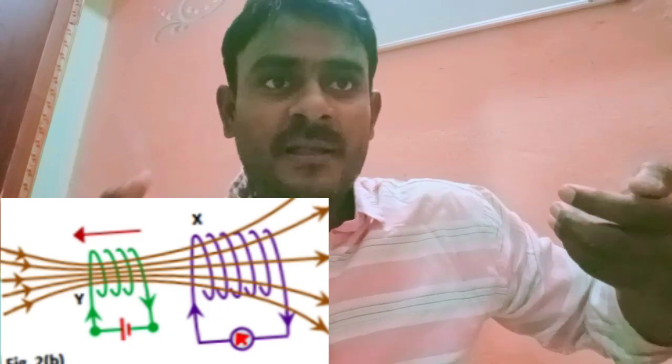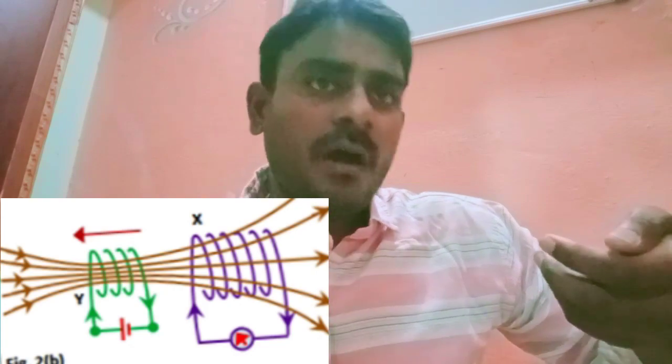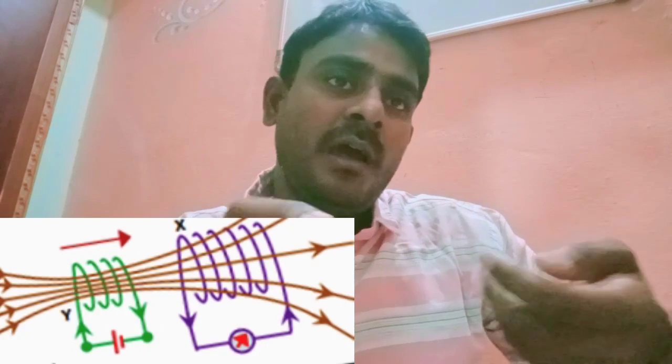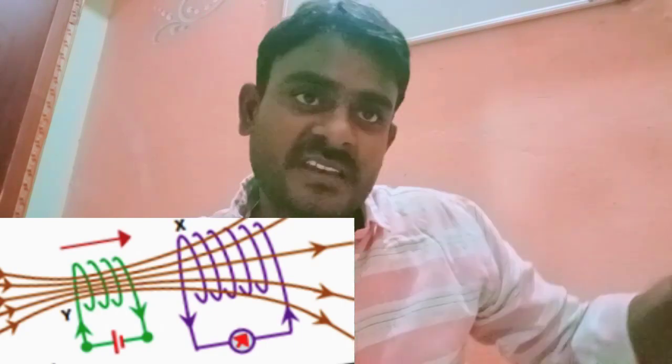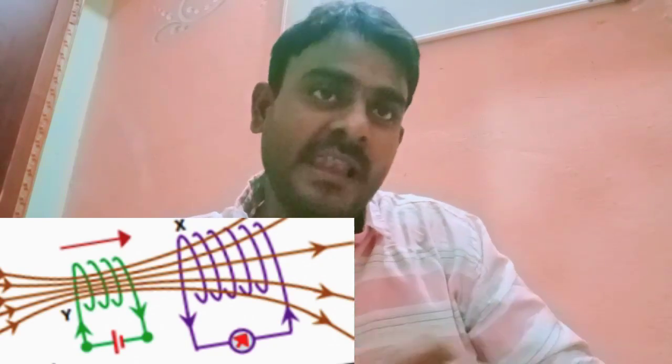When the second coil is far away from the first coil, the magnetic flux linking with it is very small. When the second coil comes nearer to the first coil, the magnetic flux linking with it increases. So there is a change in magnetic flux. Due to this change in magnetic flux, there will be an induced EMF which circulates some current in the second coil.